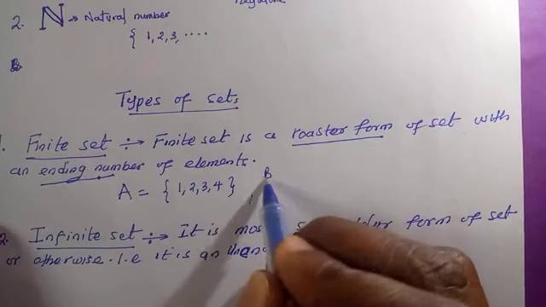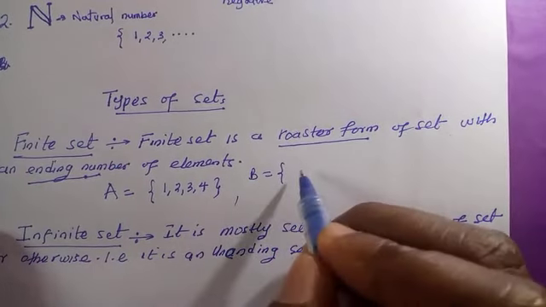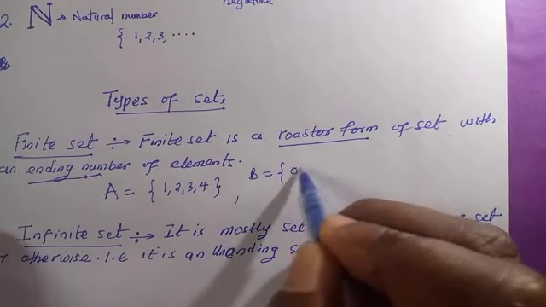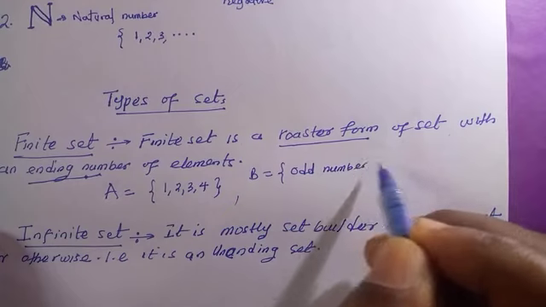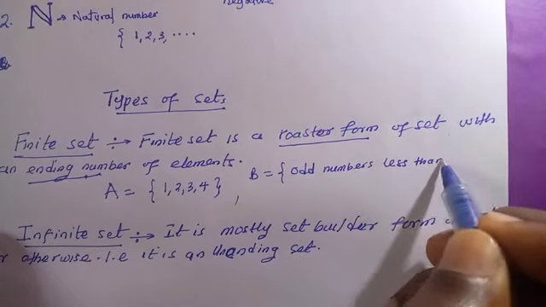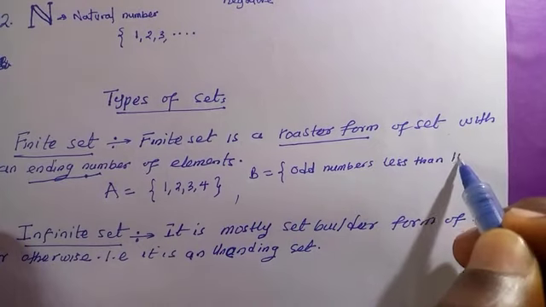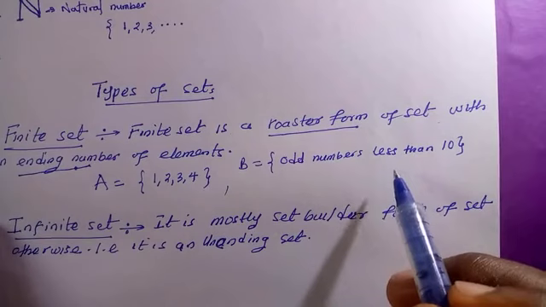Like the example I just gave, {1, 2, 3, 4} is a finite set because you know all the elements in it. Let's define another one: odd numbers less than 10. What are the odd numbers? The numbers that cannot be divided by any number except 1 and itself.